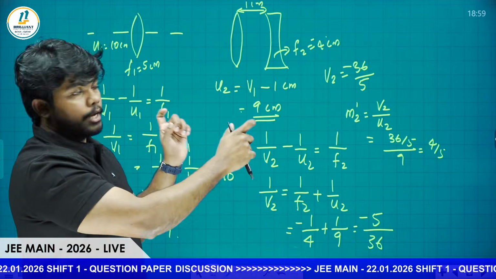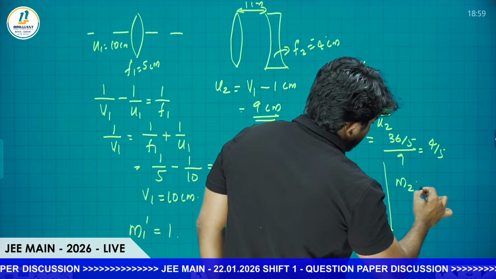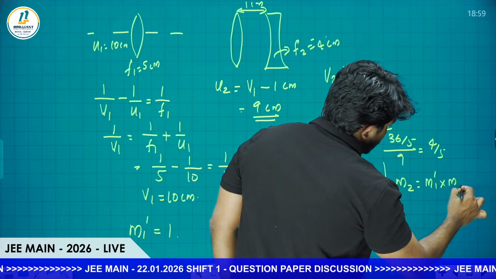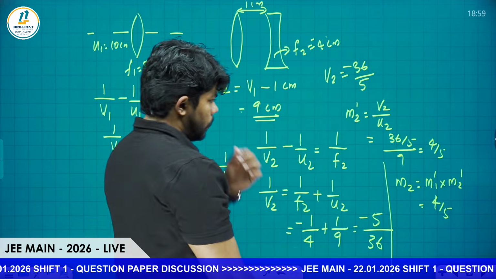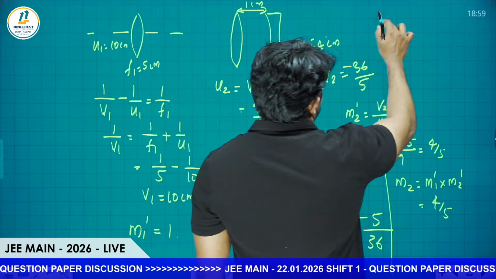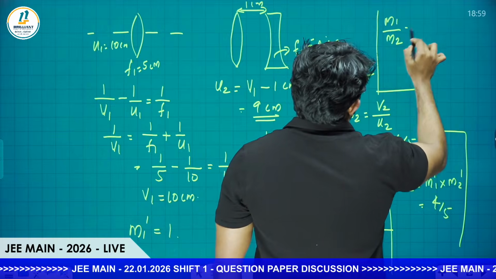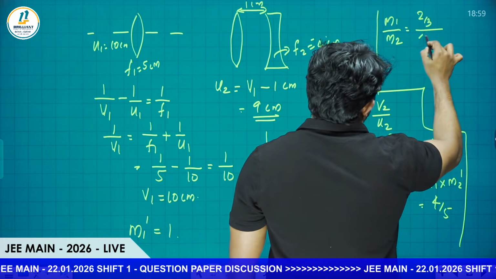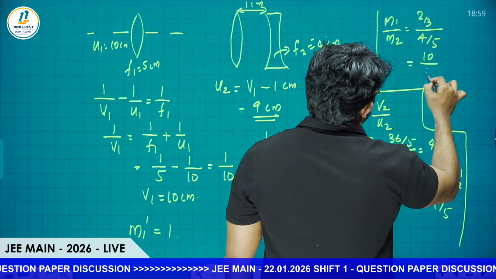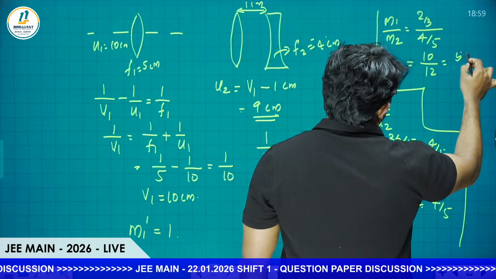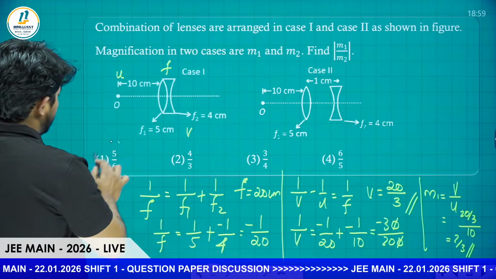These are the two individual magnifications of the lenses. So the combination has a magnification M2 equal to M1 dash times M2 dash, that will be 4 by 5. Now we have to take the final value, which is M1 divided by M2. That will be 2 by 3 divided by 4 by 5, so we get 10 by 12, that is 5 by 6. So 5 by 6 will be our value.